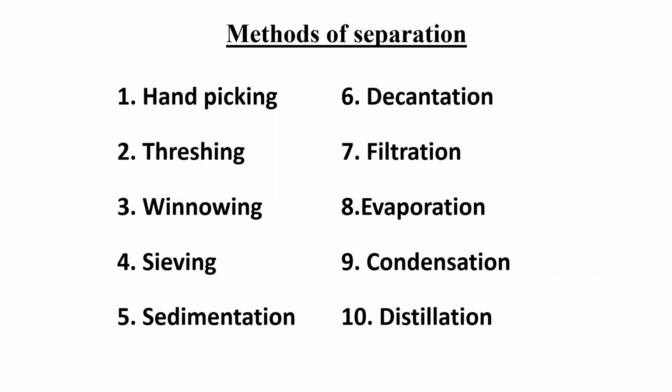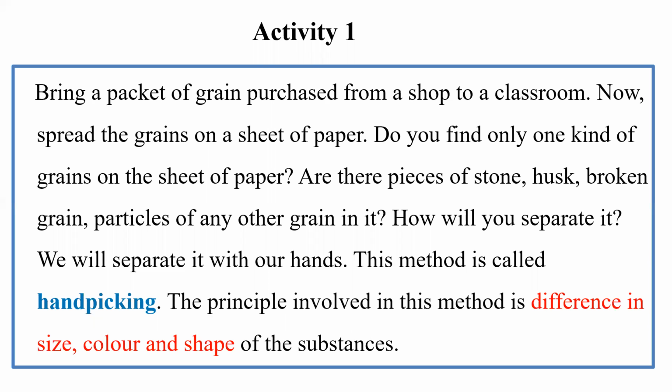Now what are the different types of methods of separation? There are different types of methods. I'll just read these methods of separation. Explanation I'll do in the next class. This is given for your information. First hand picking, second threshing, third winnowing, fourth sieving, fifth sedimentation, sixth decantation, seventh filtration, eighth evaporation, ninth condensation, tenth distillation.